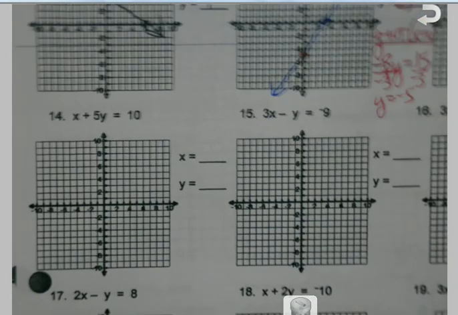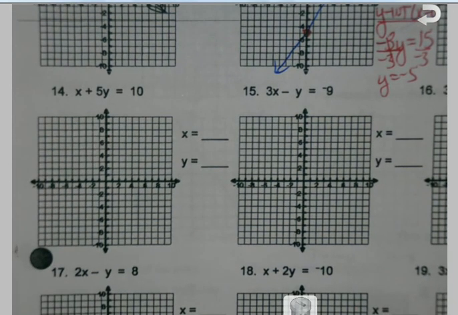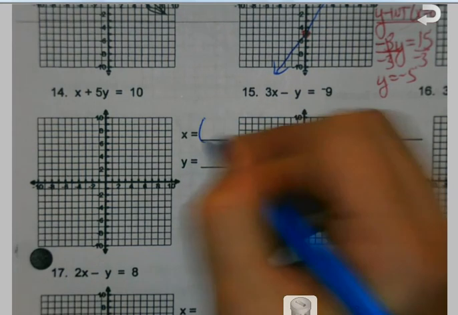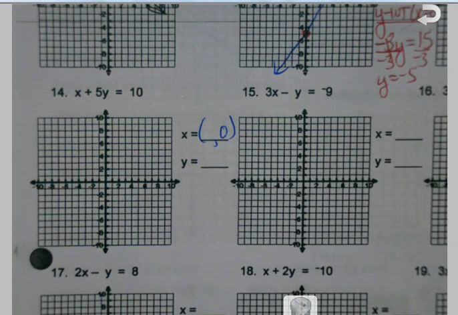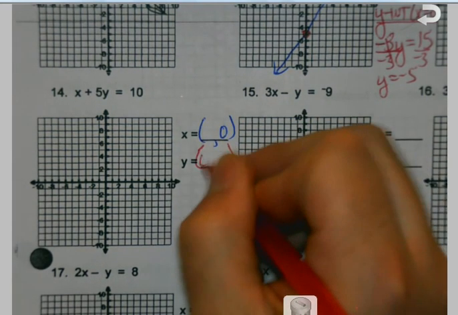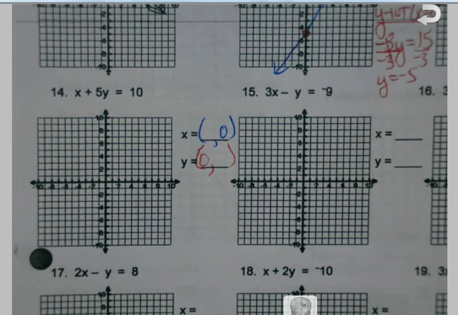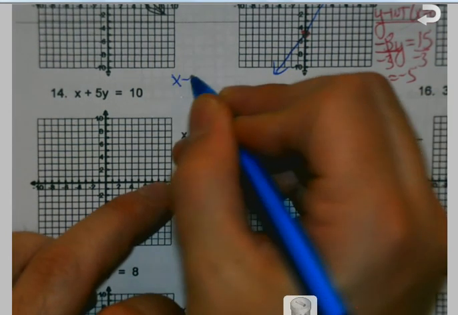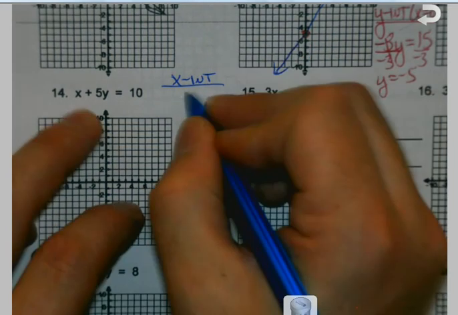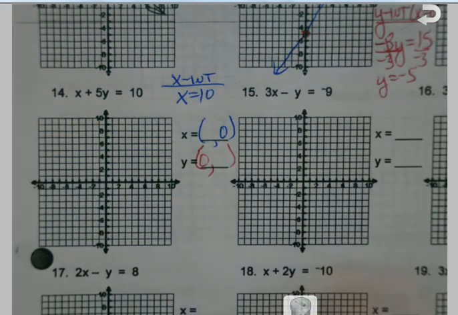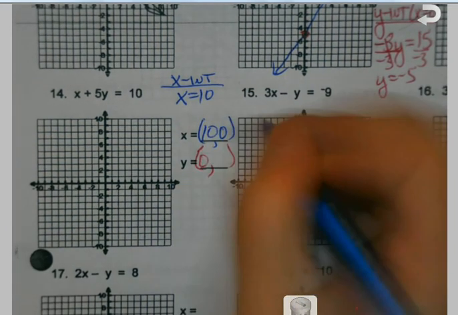All right, 14. Because Caitlin brought up a good point. She's like, well, wait a minute. It's like, okay, we know this. What happens if it's just x and there's no number in front of it? Well, that's just the easiest type there is. X equals 10. Oh, that's done. Okay, that's 10. Put it on.